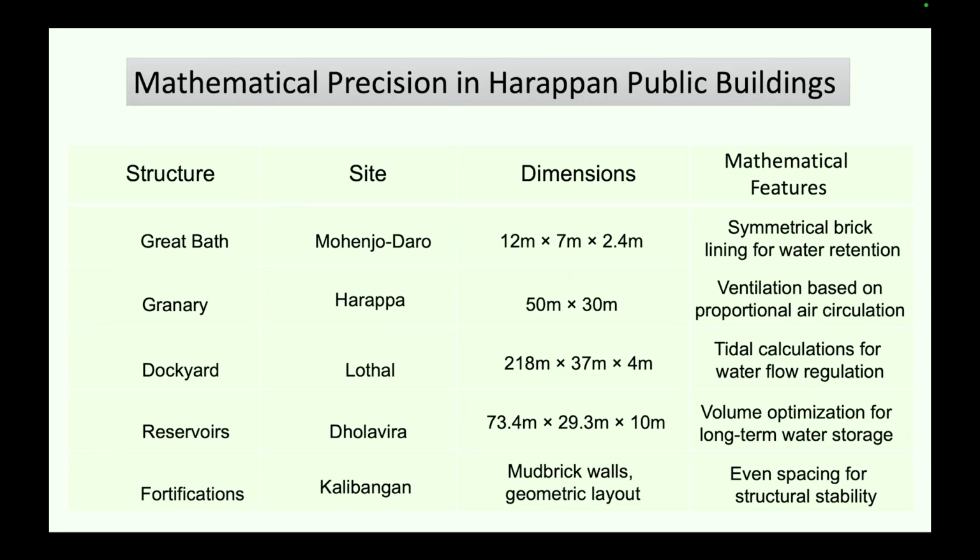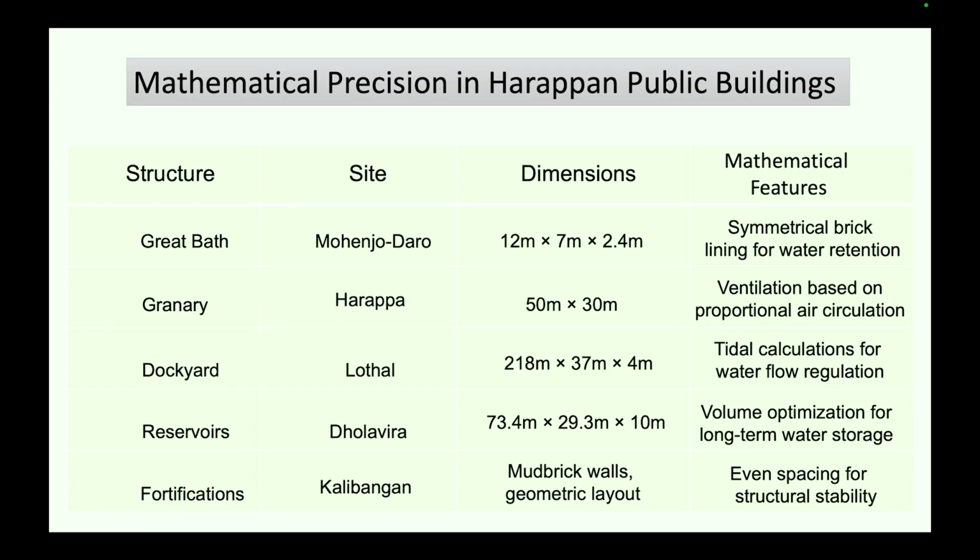Mathematical precision in Harappan public buildings. It is divided into 4 groups: the structure, the site from where it was reported, dimensions and mathematical feature. The Great Bath, a very important structure of the Harappan civilization, is situated in Mohenjo-daro. Dimensions are 12 meters by 7 meters by 2.4 meters, with symmetrical brick lining for water retention. We can see that on the basis of the structure, they built their dimensions and their different features.